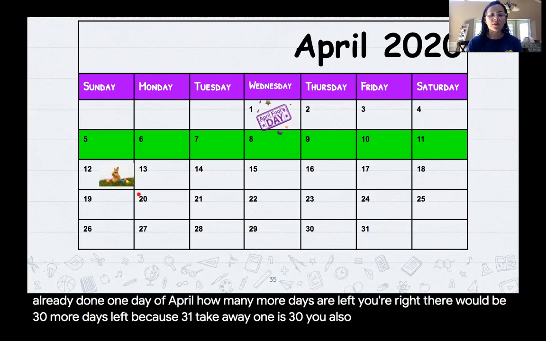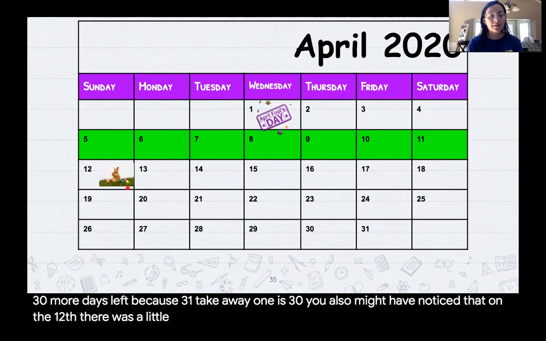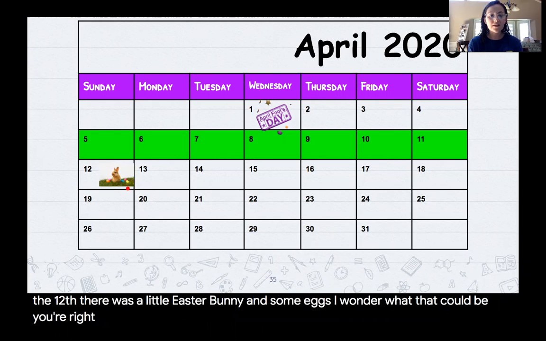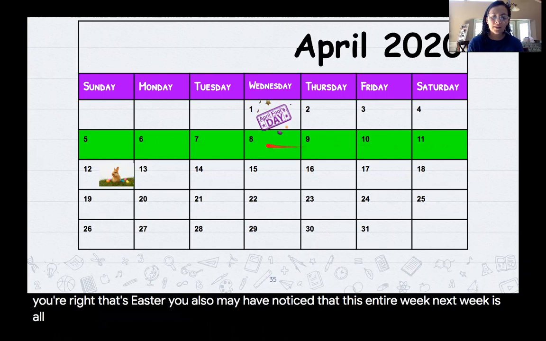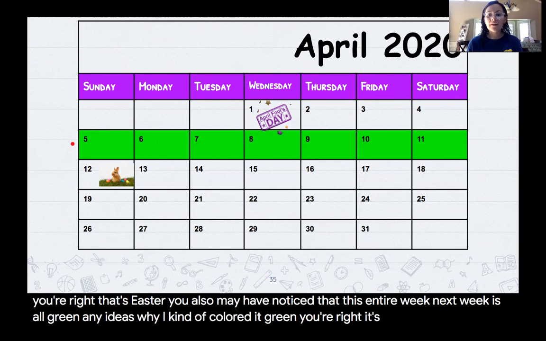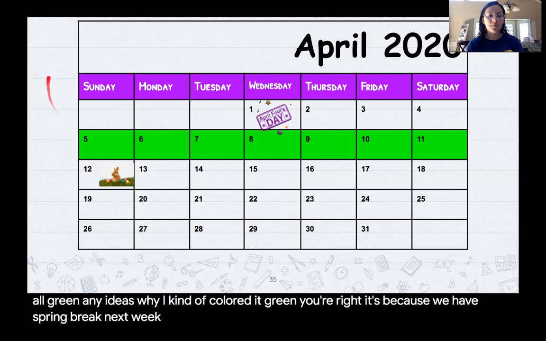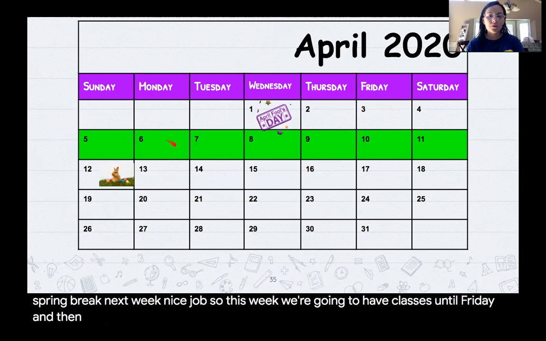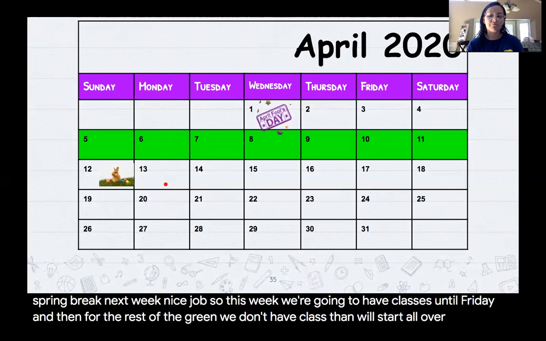You also might have noticed that on the 12th, there was a little Easter bunny and some eggs. I wonder what that could be. You're right, that's Easter. You also may have noticed that this entire week, next week, is all green. Any ideas why I colored it green? You're right, it's because we have spring break next week. Nice job. So this week, we're gonna have classes until Friday, and then for the rest of the green, we don't have classes, and then we'll start all over again.